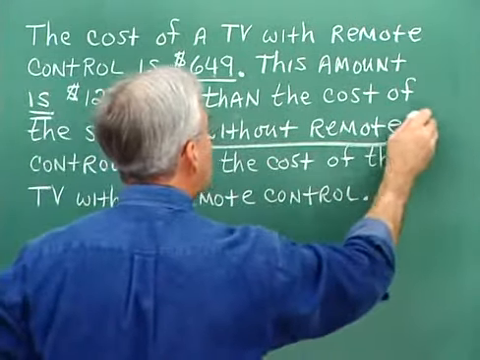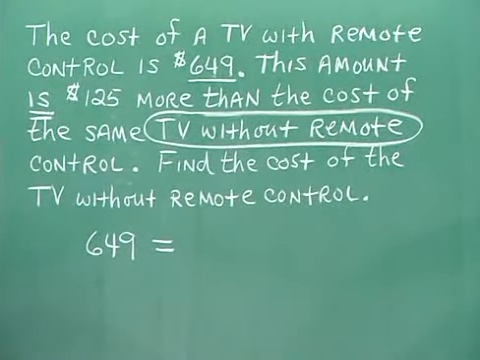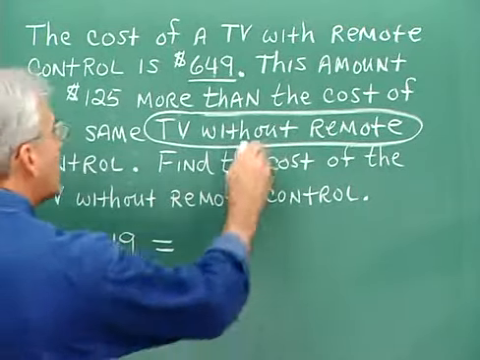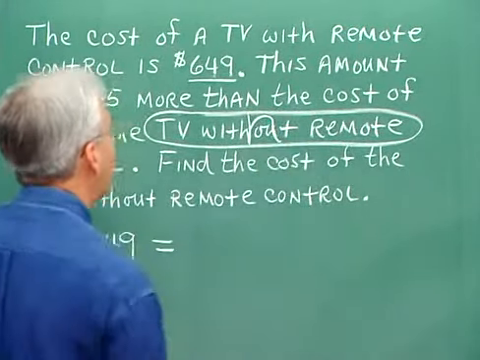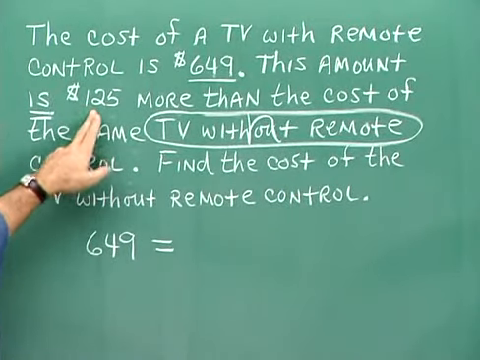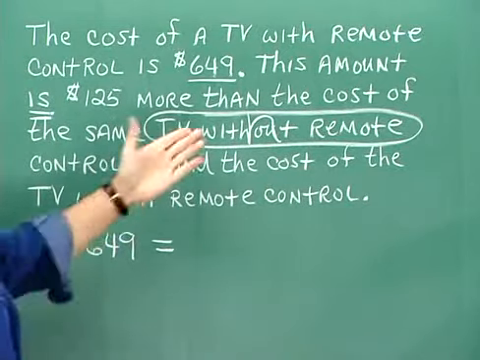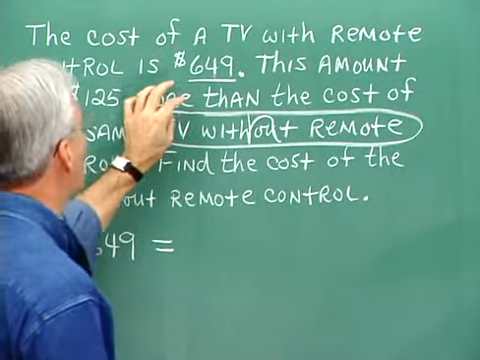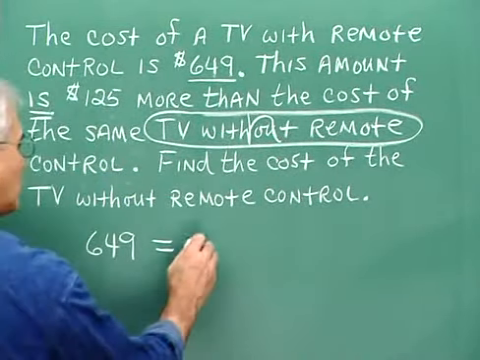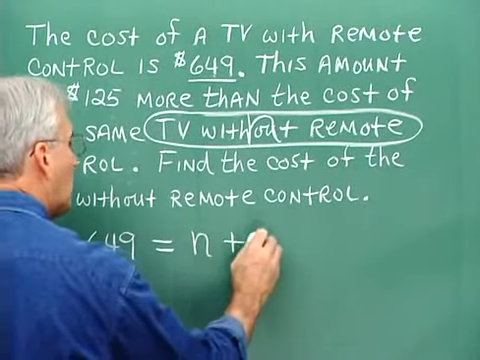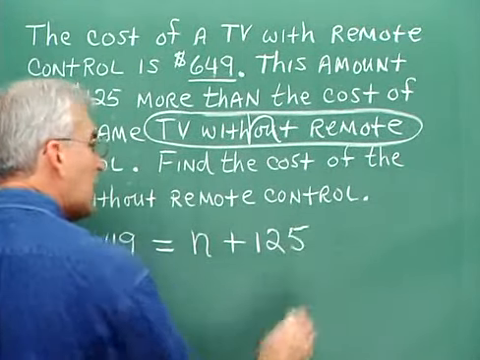All of this we need a letter for. That's what we're looking for in the problem. So let's let N stand for that. All right, so N stands for this. $125 more than this TV without remote control. That's N. So $125 more than N. So here's $125 more than N.